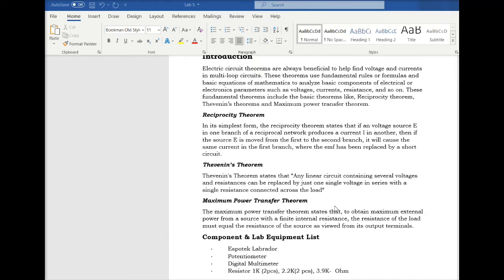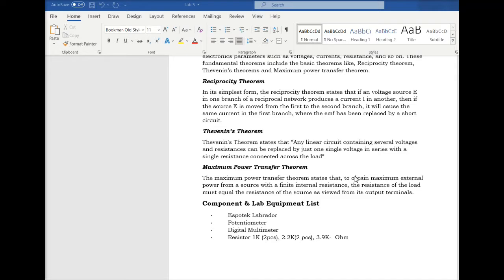And that's why it's written over here: if a voltage source E in one branch of a reciprocal network produces a current I in another, then if the source E is moved from the first to the second branch, it will cause the same current in the first branch, where the EMF has been replaced by a short circuit. So there you have it. That's the reciprocity theorem, okay?